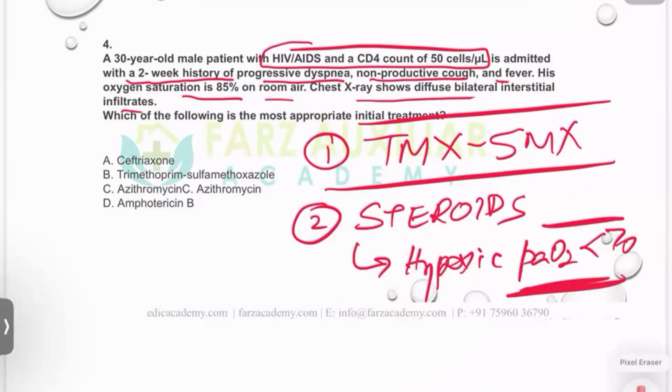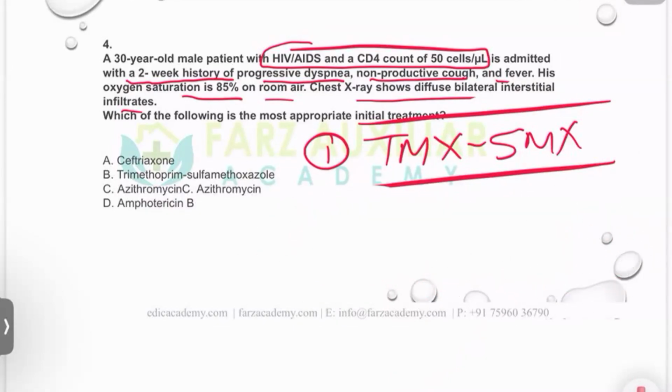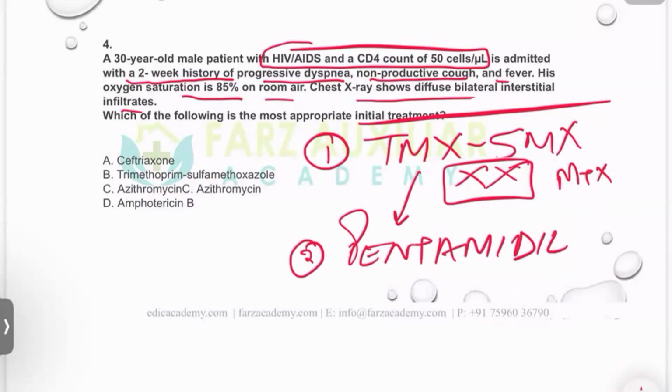So two therapies are there. One is antibiotic and the other is steroids. There is a patient I cannot give trimethoprim-sulfamethoxazole. The patient supposedly is on methotrexate. What will you do now? Go for the second line. Yes, that is pentamidine. Also prophylactic for them. So somebody is sensitive to pentamidine also.